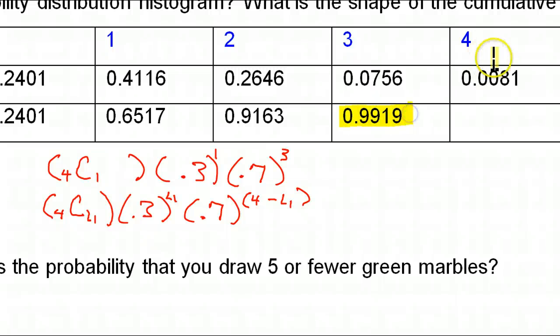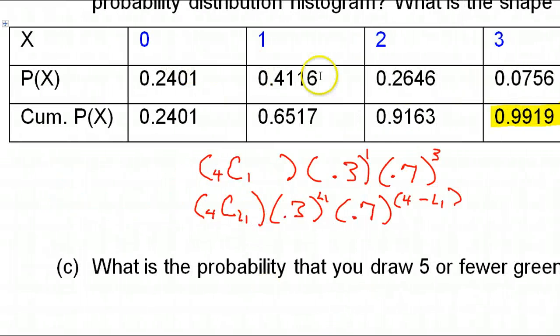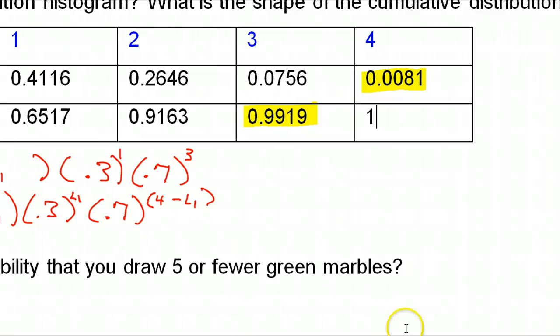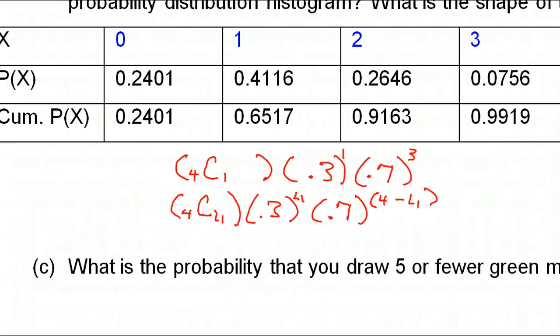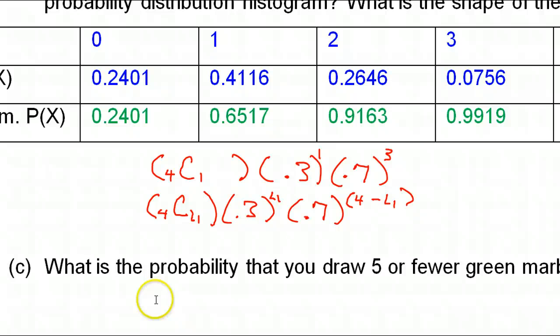Then one more time. This is the total so far, plus one more. So plus 0.0081. And I, of course, am getting one. All right, because this cumulative probability represents the sum of all five of these numbers, all of the probabilities. And we know that they are supposed to add up to one. So it checks out, sort of self-checking, if you will. All right, moving on to part C.